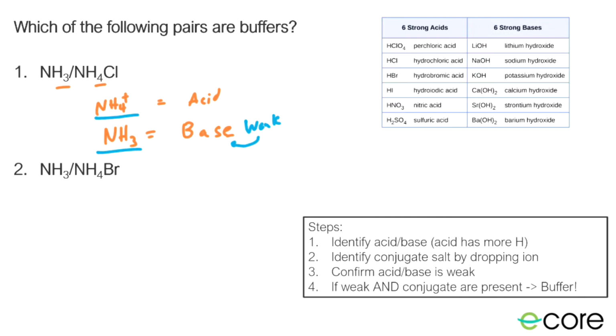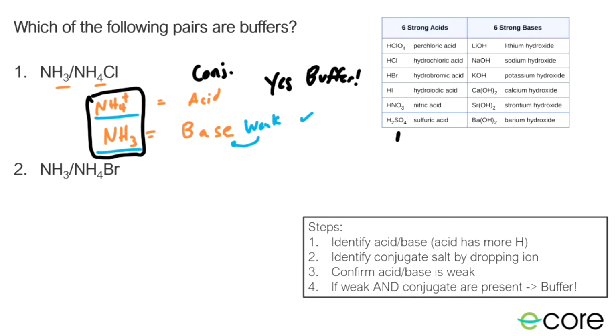All right, then we want to ask if we have the conjugate. So we do have the weak base. Do we have a conjugate? Well, notice these two are related just by the gaining and losing of a hydrogen. They're exactly the same, except for one of them has an extra hydrogen. So that means we do, in fact, have a conjugate acid. So there's our conjugate acid, and we have a weak base. So yes, that's a buffer.